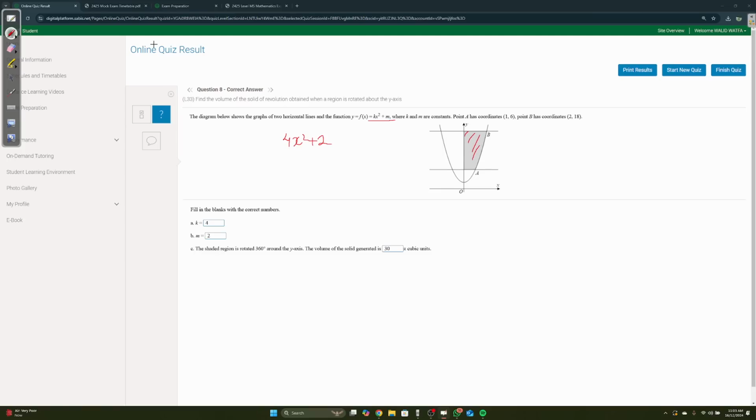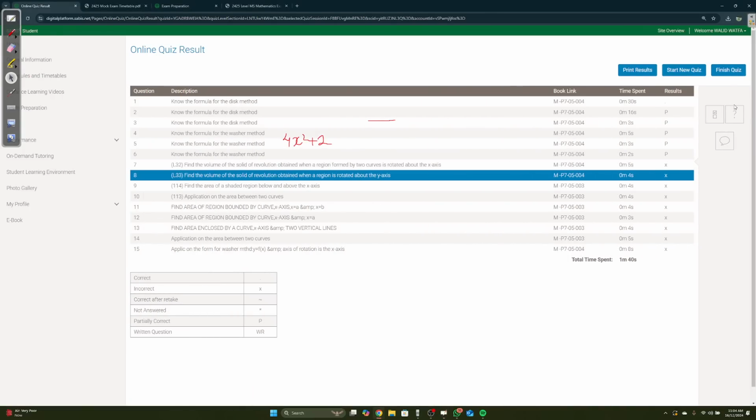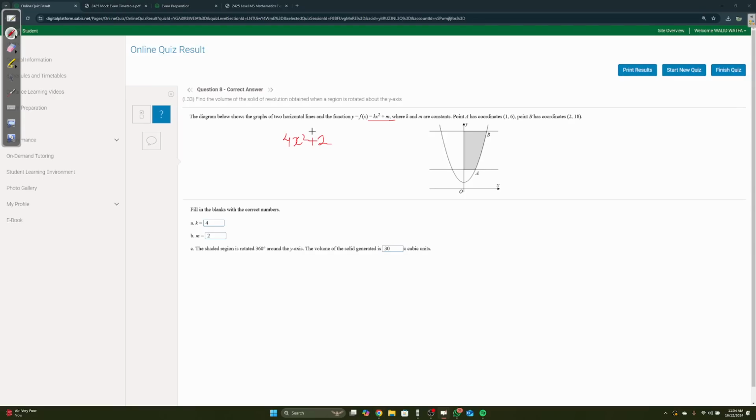They want the shaded area. They said that it's rotated around what? The y-axis. And how many questions do we have? 15. Okay. It's rotated around the y-axis. Remember, when you're rotating around the y-axis, you have to rewrite it in terms of y. So take 2 to the other side, it's going to be y minus 2 equals 4x squared. Divided by 4, you're going to get x squared is equal to (y minus 2) over 4. Now put square root on both sides. You're going to get x is equal to root of (y minus 2) over 4.